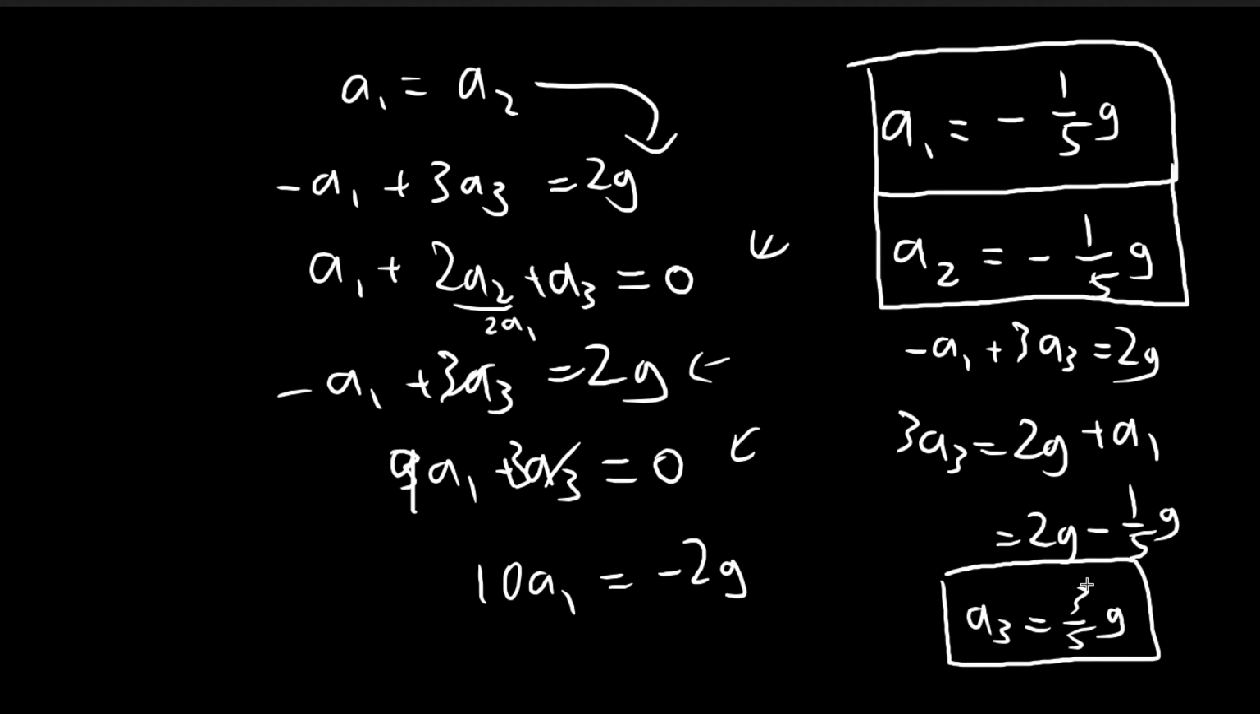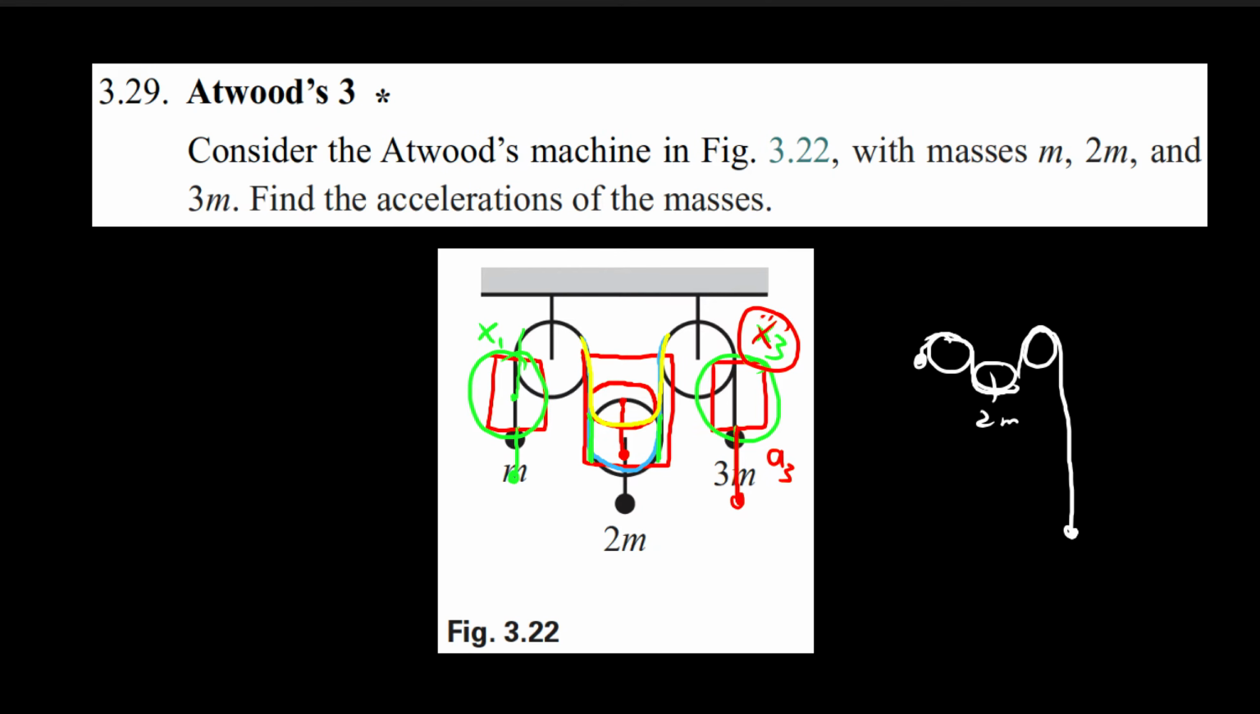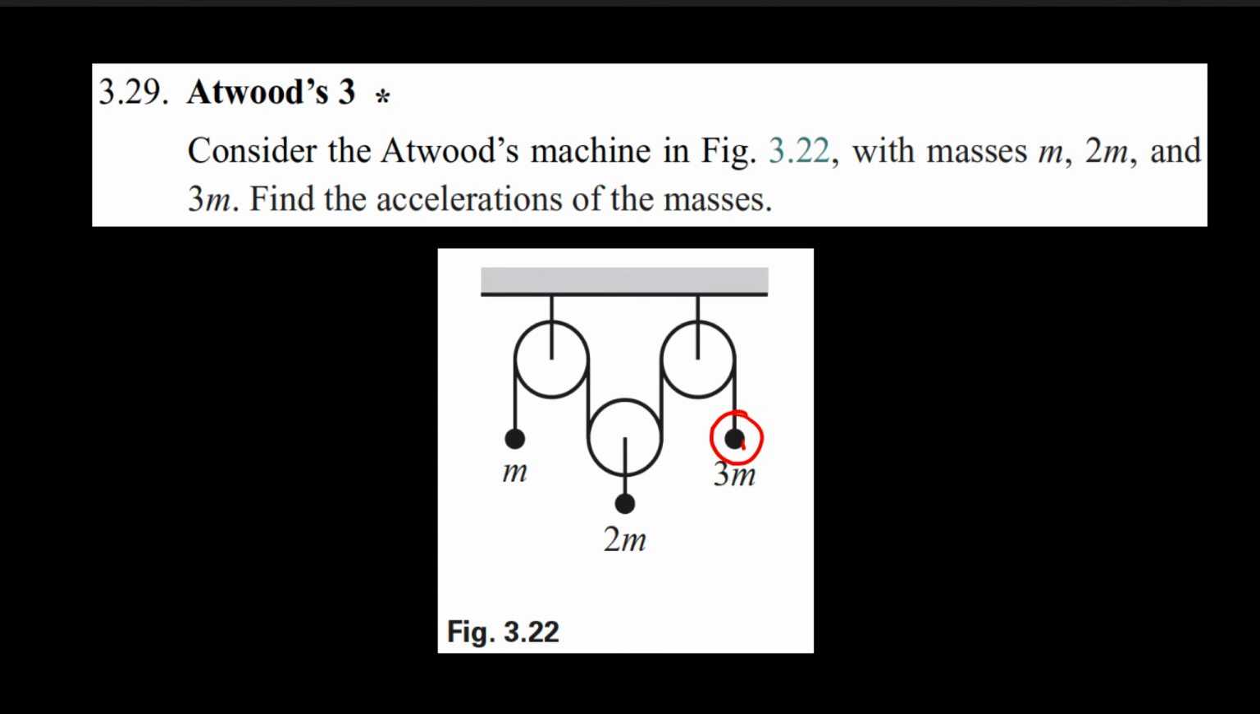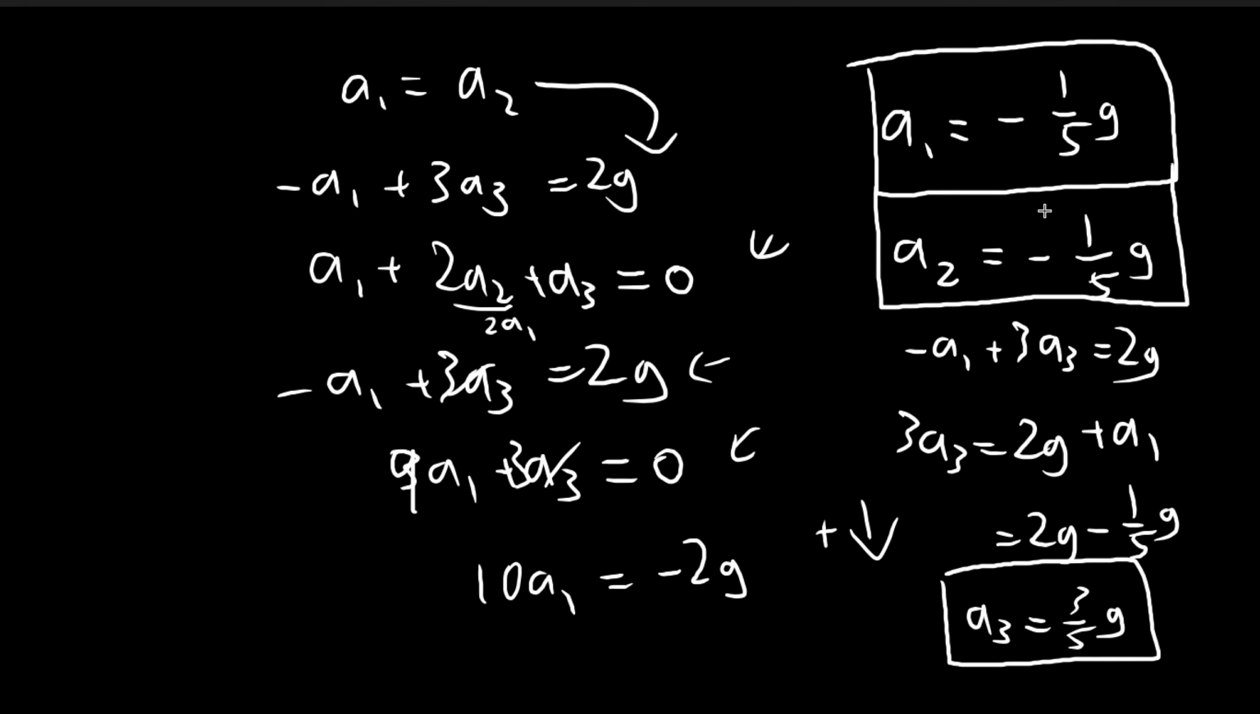So what this means is that, recall that we're using the convention where downwards is positive. You can see that a3 is positive and a1 and a2 are both negative. So for this system over here, this leftmost mass is going to completely dominate with its weight. It's going to drag itself down, and then it's going to use its weight to drag both of these up. So that's what this result means.